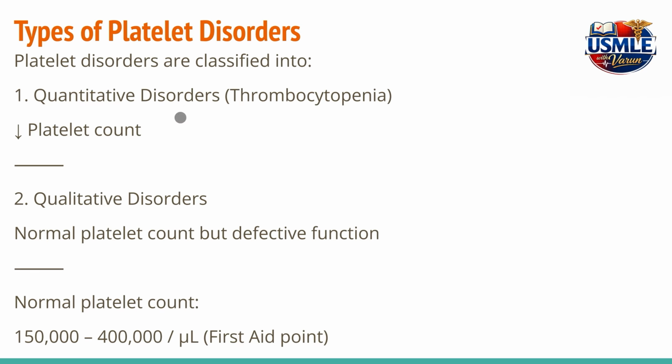We classify platelet disorders into two main categories. The first one is the quantitative disorders, where the platelet count is decreased. So this is called thrombocytopenia. And the other one is qualitative disorders, where the platelet count is normal, but the function is impaired. So we also need to remember that the normal platelet count ranges between 1,50,000 to 4 lakh per microliter.